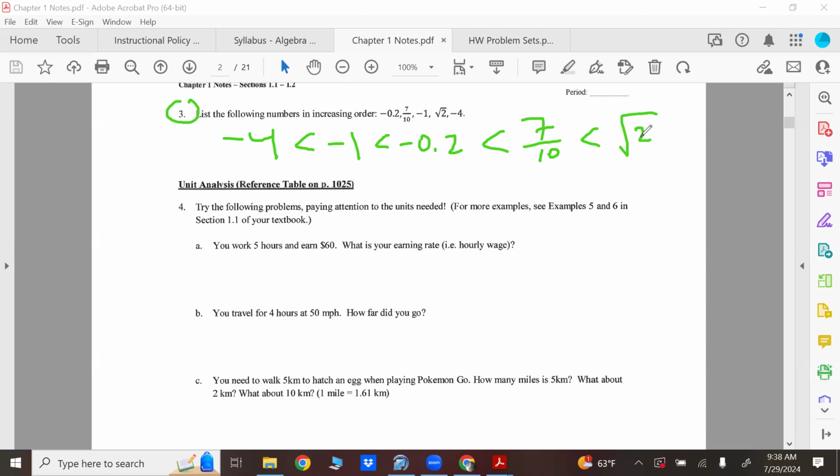Okay, that's what I did. I just use the inequality symbol. If you put commas, that's fine too. I don't care. But just make sure you follow the instructions. So does that make sense? We're good? Okay.